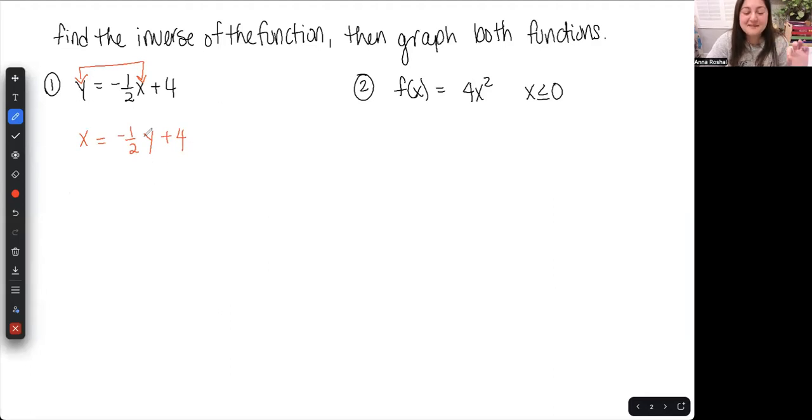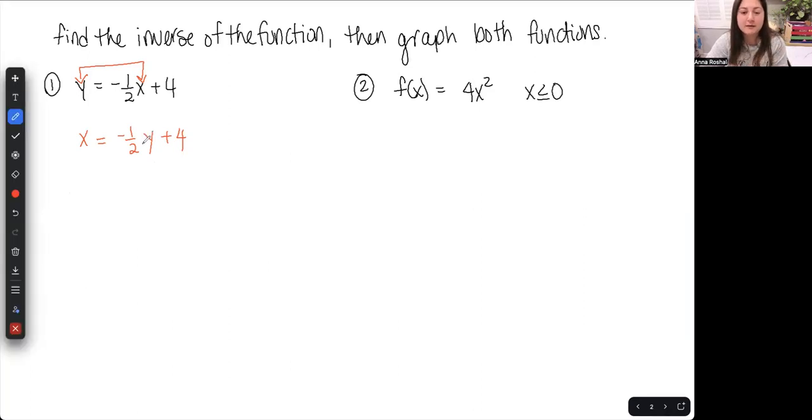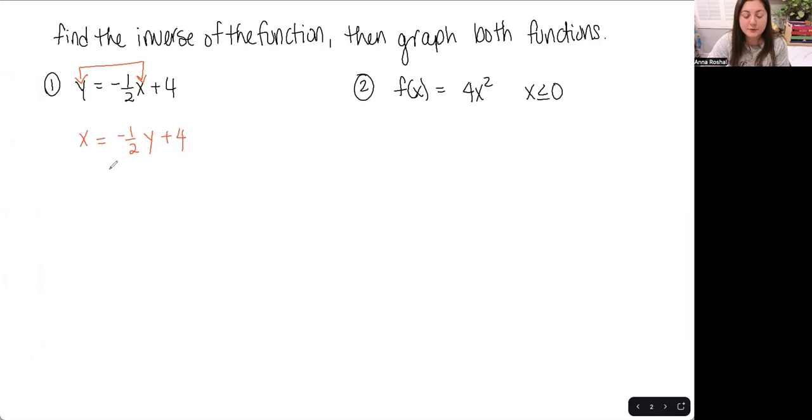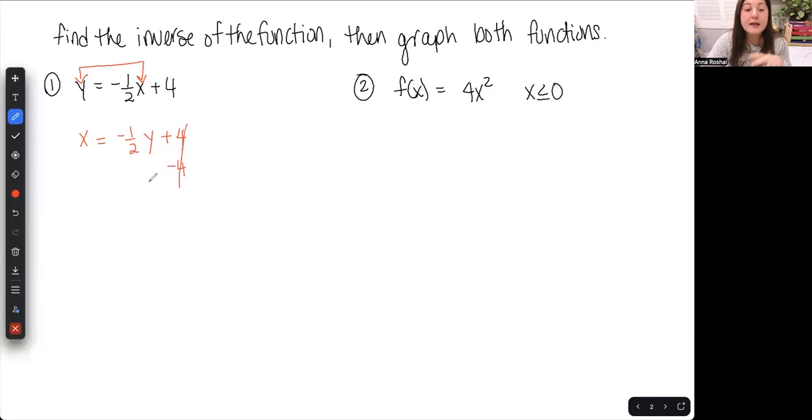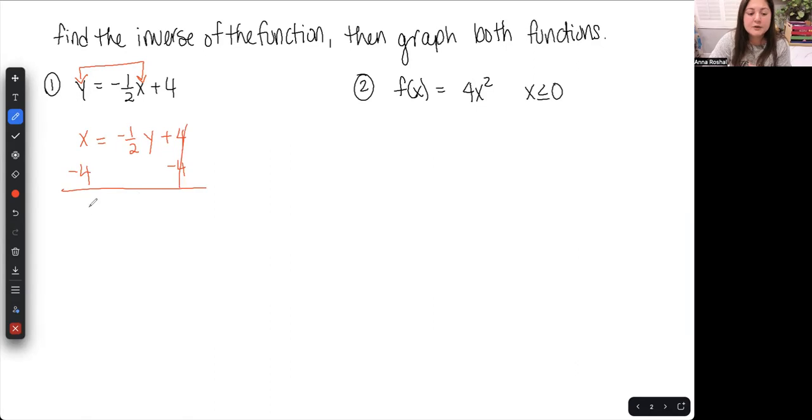So here's what's going to happen. You are going to get y by itself. That is your goal. Your goal is to get y on its own. That's what you want. So in order to get y by itself, I'm going to first subtract 4. I'm going to use inverse operations to solve this equation. I'm going to end up with x minus 4 equals negative 1/2 y.